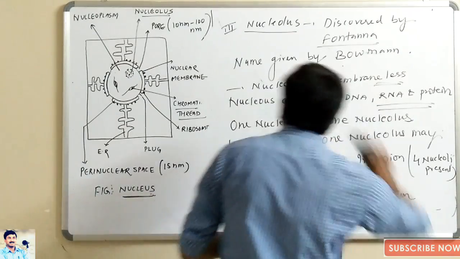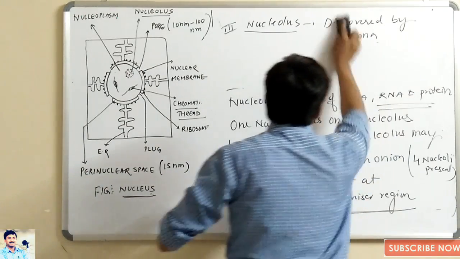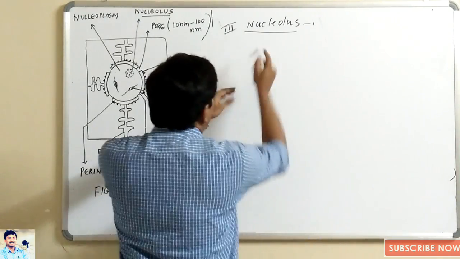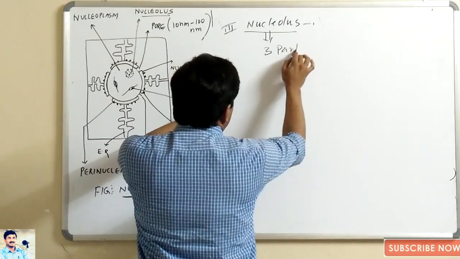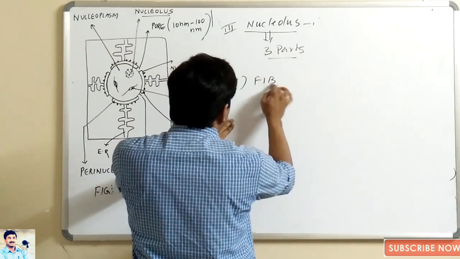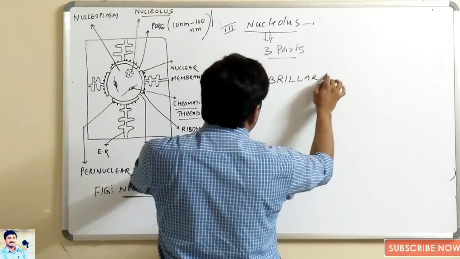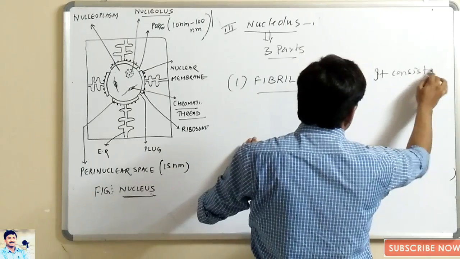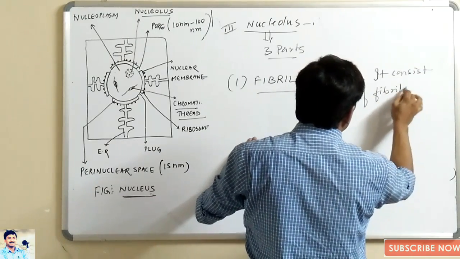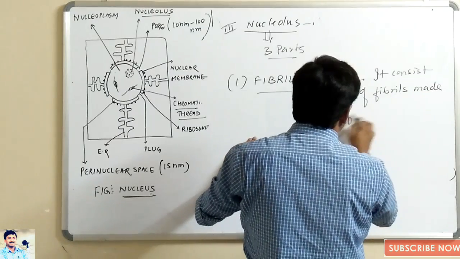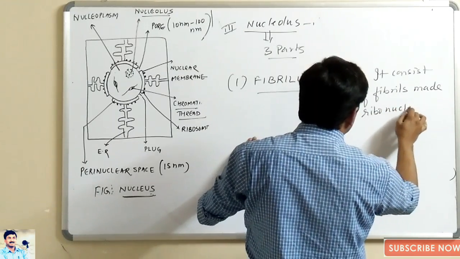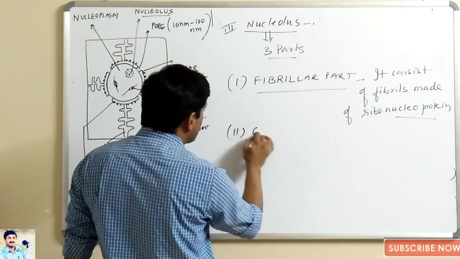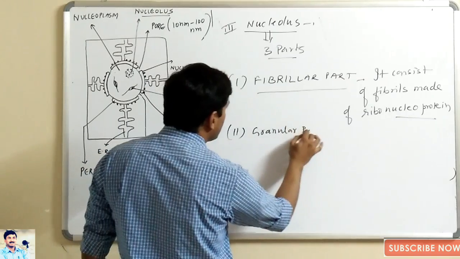Okay, now a nucleolus consists of 3 parts. A nucleolus consists of 3 parts. Okay, the first part is known as the fibrillar part. Fibrillar part consists of fibrils made of ribonucleoprotein, right?